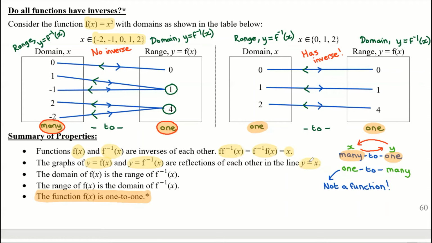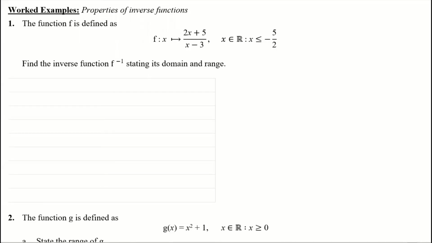So there are some really nice properties with functions and their inverses. Let's apply this information now to some examples. Our first worked example is quite a typical exam question on functions. We're given the function f of x, a rational expression, and we're given this restricted domain as well. So x is only defined for x less than or equal to -5/2. We're asked to find the inverse function, and we have to state its domain and range.